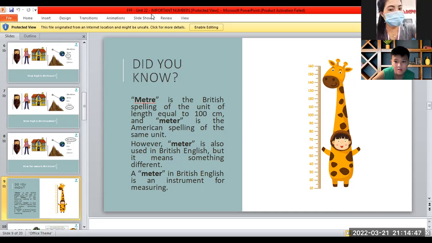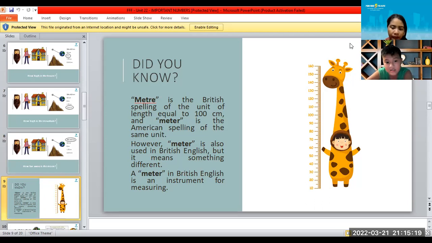Did you know what a meter is? Meter is the British spelling of the unit of length, equal to 100 centimeters. Meter is the American spelling of the same unit. However, meter is also used in British English, but it means something different. A meter in British English is an instrument for measuring. Meter is used for measuring, right? Can you see a meter already? Yes, I can see a meter. I am as tall as 1 meter and 40 centimeters.